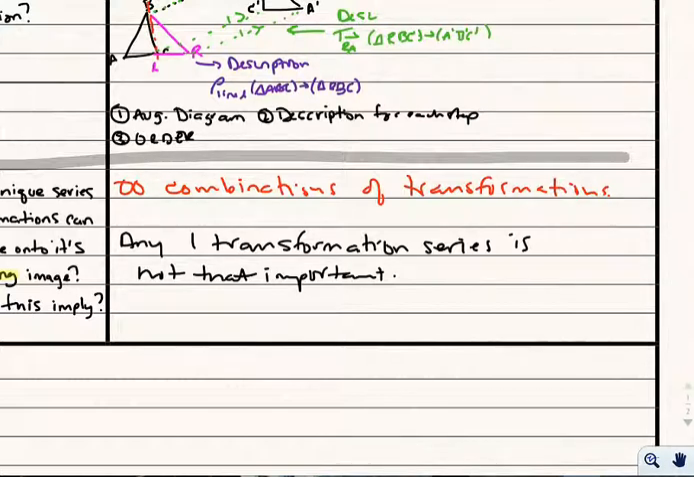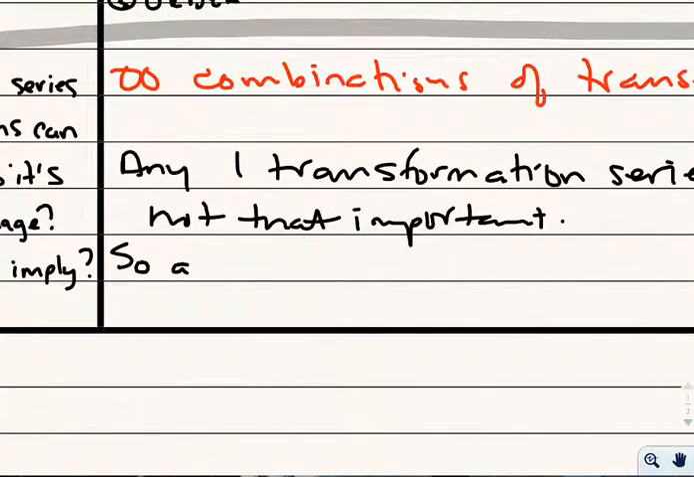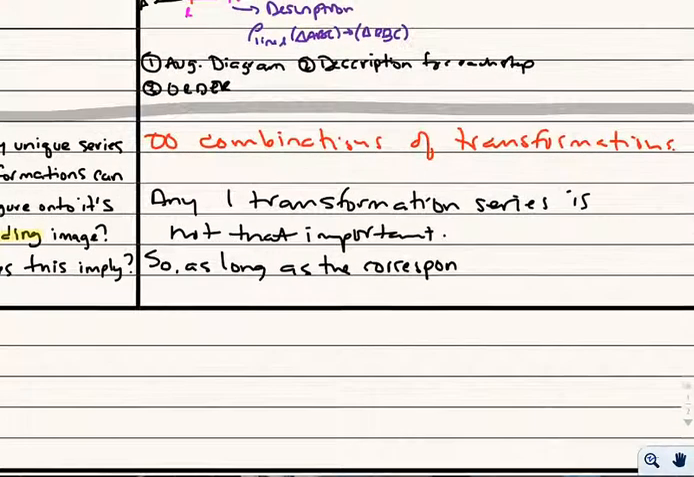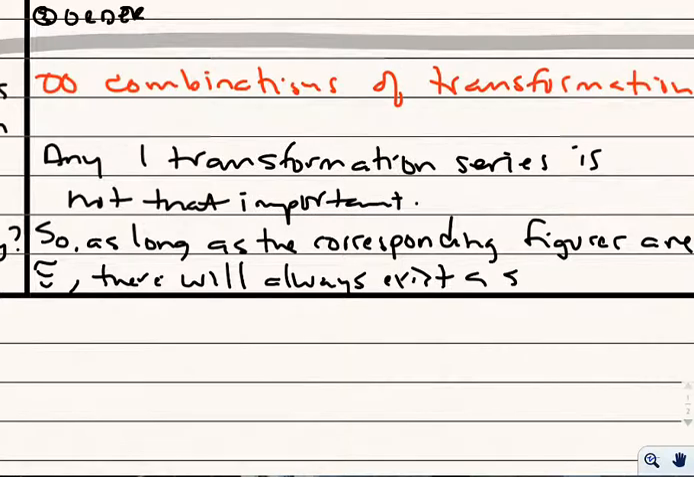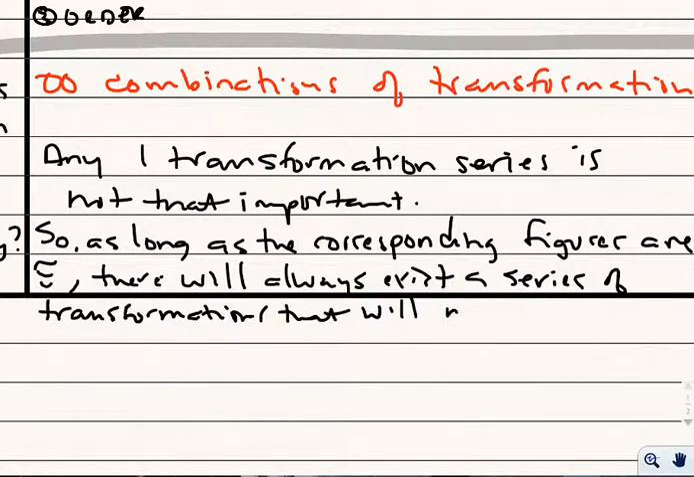Now, the implications of that are vast. It's what we call a generalization, which means as long as I know that they're congruent and to scale, I can always find a series of transformations that maps one onto the other. And I'm going to go ahead and capture that. So as long as the corresponding figures are congruent, there will always exist a series of transformations that will map them.